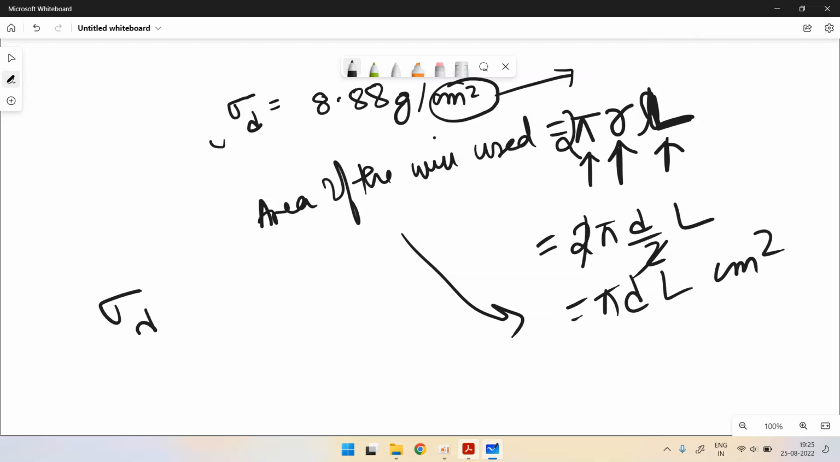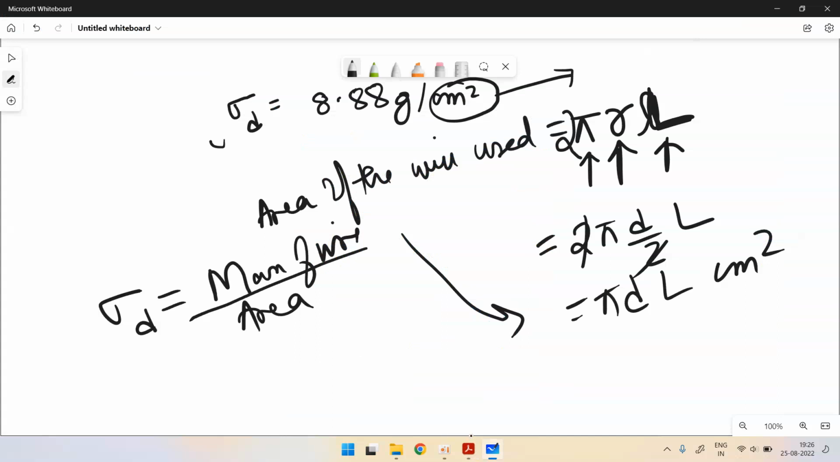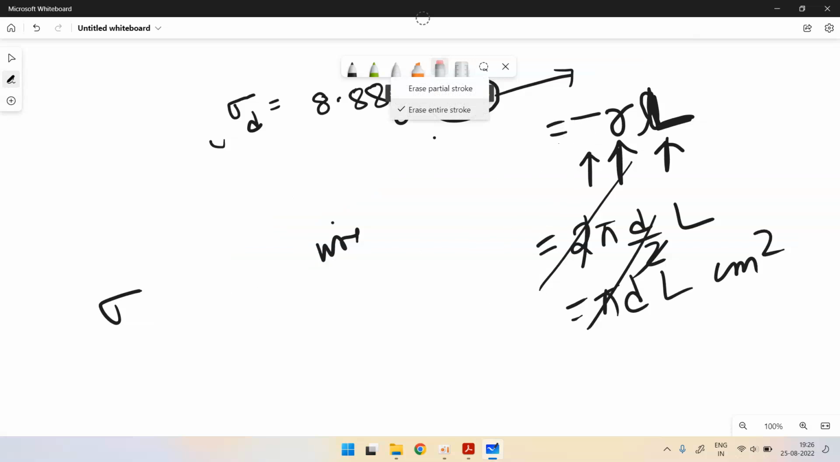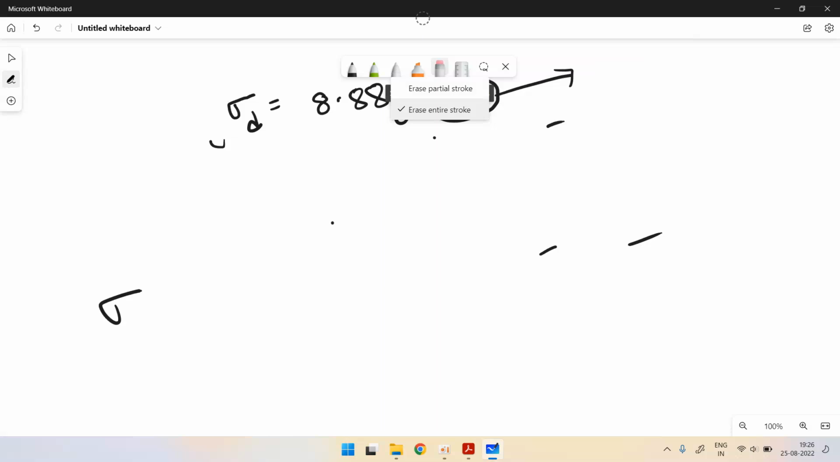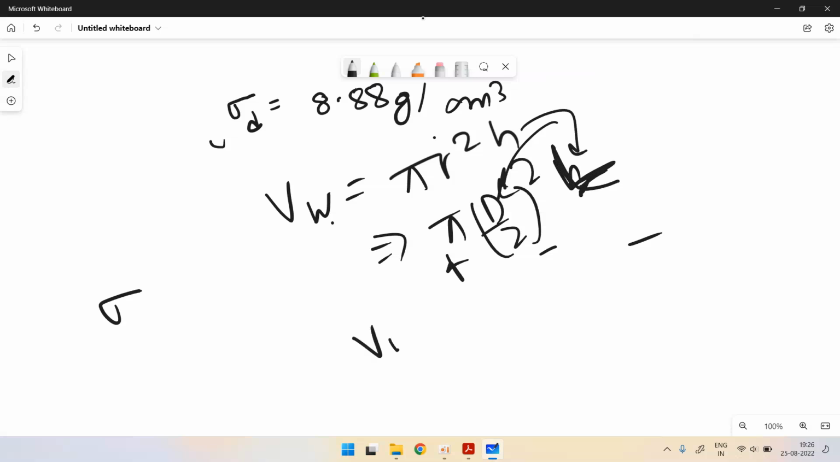Using density, you know that density is mass of the wire upon volume. It is given in centimeter cube, so we need to find the volume, not the area. This is centimeter cube, so we need to find the volume of the wire. The volume of the cylindrical wire is pi r square h, that is pi into d by 2 whole square into h, where d is the diameter. You need to put in the values. Here h will be capital L.